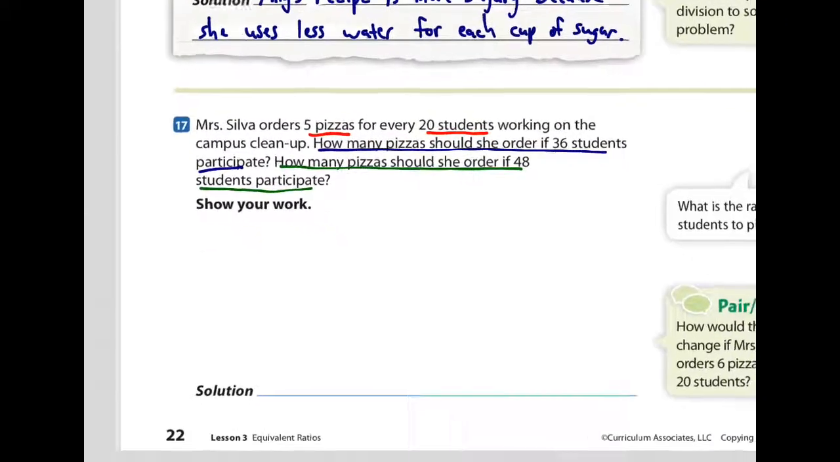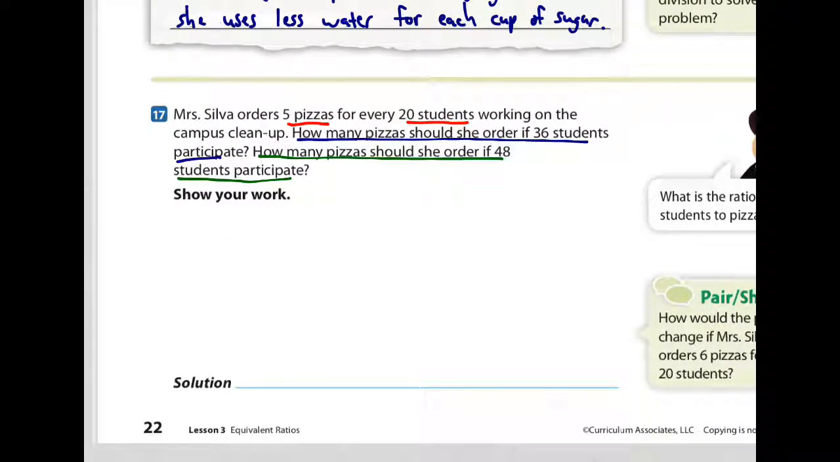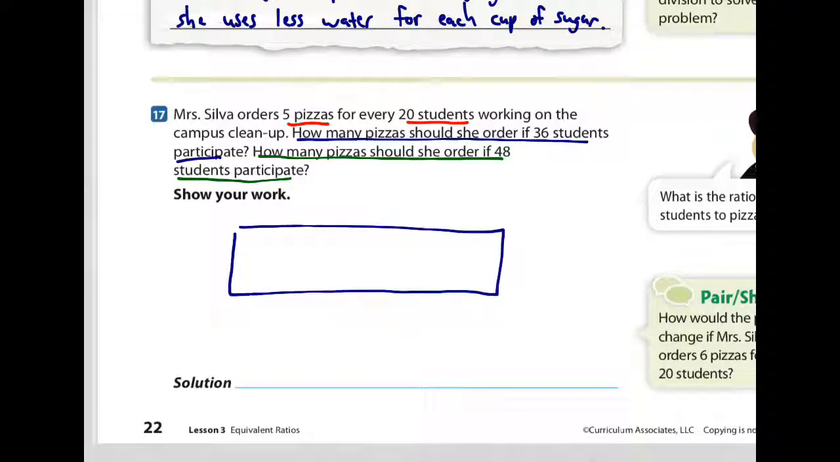So what I want you to do, you are going to try problem 17 on your own. So you're going to pause the video while you're doing it. This is a good spot where it says show your work to do a ratio table, which I'm not going to set up yet. I'll wait till you're done. And then you have to write your answer down here on the solution line, the answer to the green and blue underlined question. All right, so pause the video and I want you to answer 17. As soon as you're done with 17, I want you to restart the video. Go.